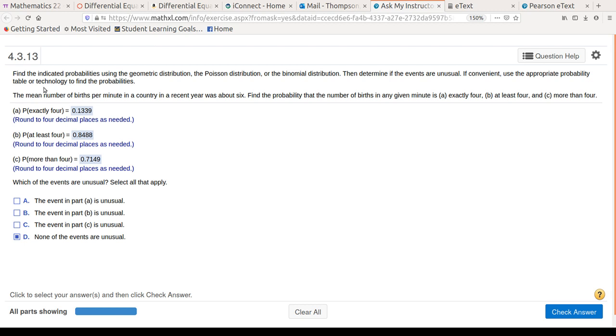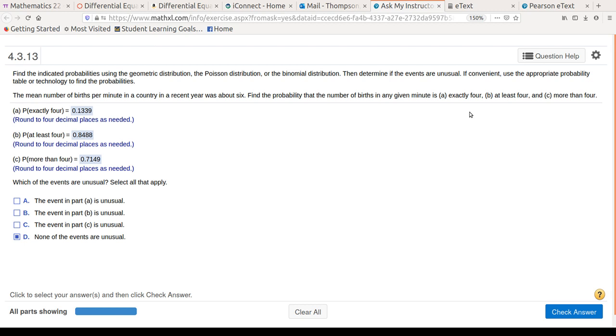And the question says the mean number of births per minute in a country in a recent year was about 6. Find the probability that the number of births in any given minute is exactly 4, at least 4, or more than 4. Now, a good thing to study while you're studying these different probabilities is the summary table on page 219, which lists the criteria for the different probability distributions.